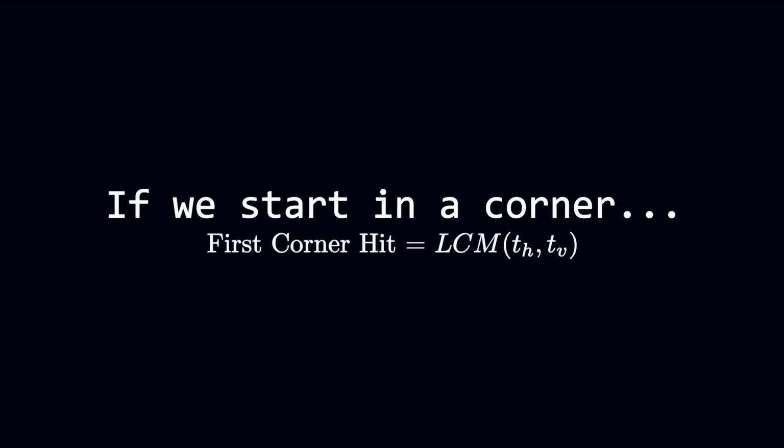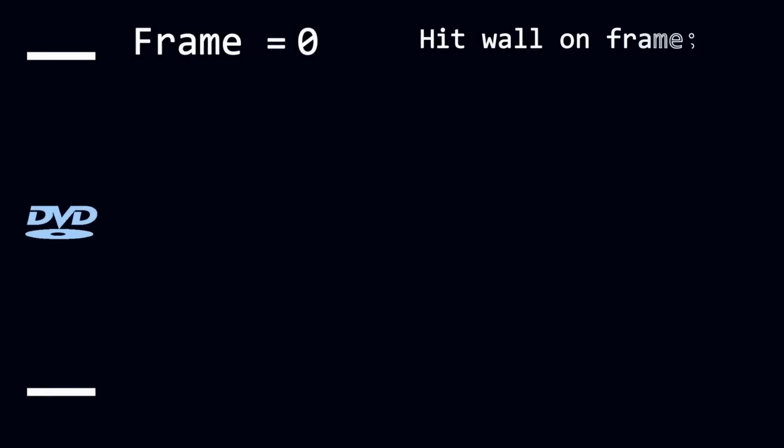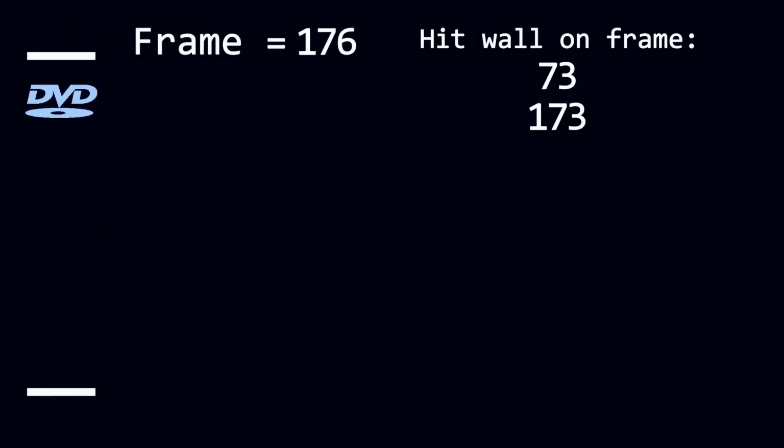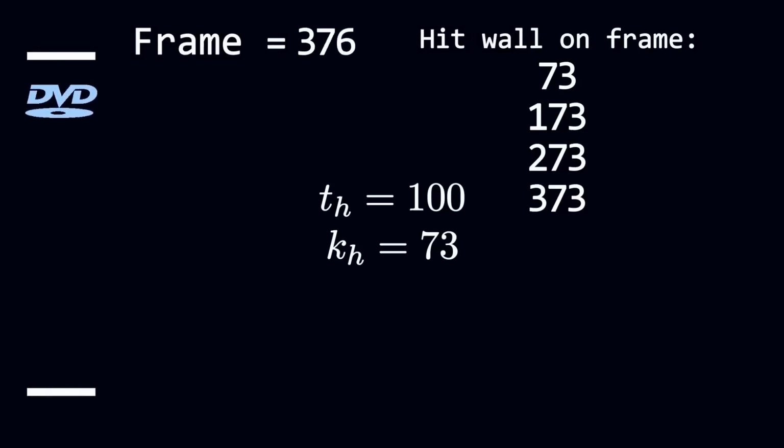But that only applies if we start in a corner. What if we don't? Well, we can still calculate how many frames it will take before our logo hits the wall initially by dividing distance by speed, and after that, the same period applies. So we have an additional horizontal and vertical offset.